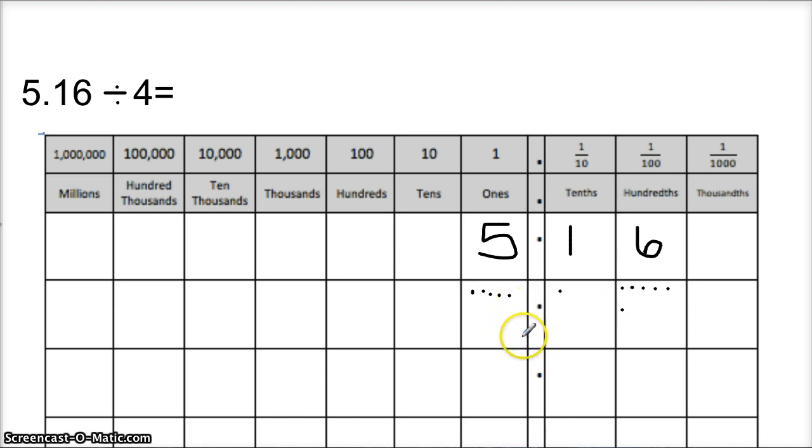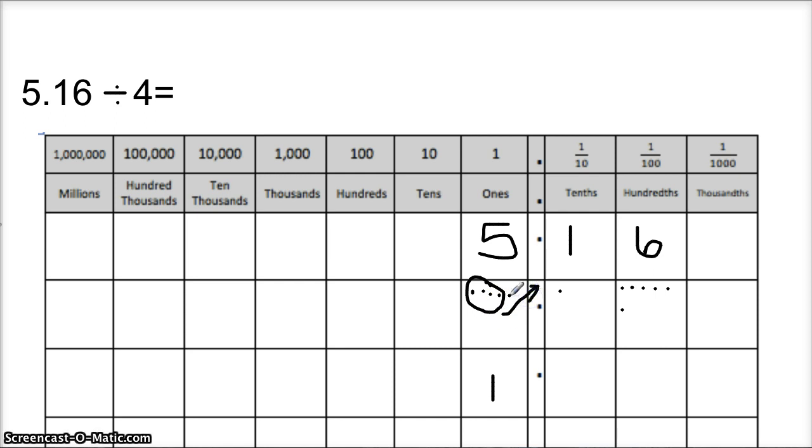How many times can 4 go into 5? Or how many groups of 4 can I make? Just 1. 4 can go into 5 one time. That leaves me with 1 left over. What can I do with this 1 that's left over? That is right, I can scoot it on over.